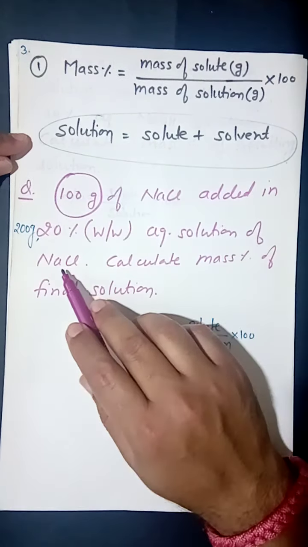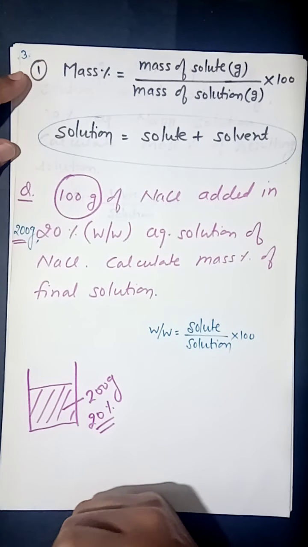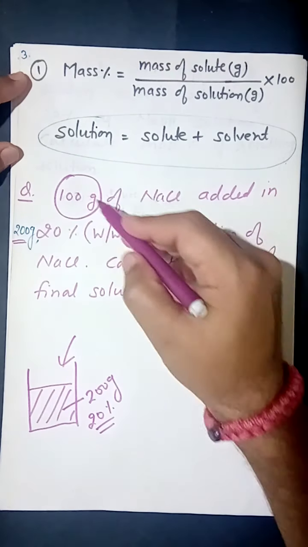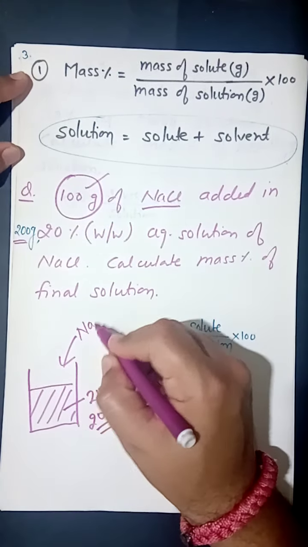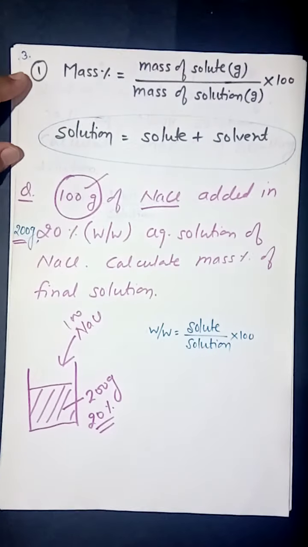So in this question we already have a solution to which we are further adding NaCl. If you can draw such a diagram, it will help you understand the question better. As per the question, it is a 200 gram solution, and its concentration is 20%. This is the initial solution we have. We need to add another 100 gram of NaCl. So the question is to calculate the mass percent of the final solution.